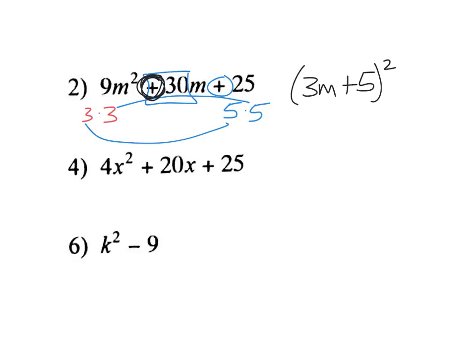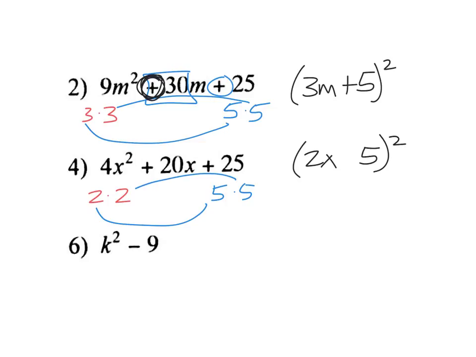Is 4 a square? Yes, 2 and 2. It's 25, 5 and 5. What's 2 and 5? 10. 2 and 5 is 10, which is 20. So I have 2x, 5, and then I look at my sign, plus. So that's just a special case, and again, it's a shortcut.